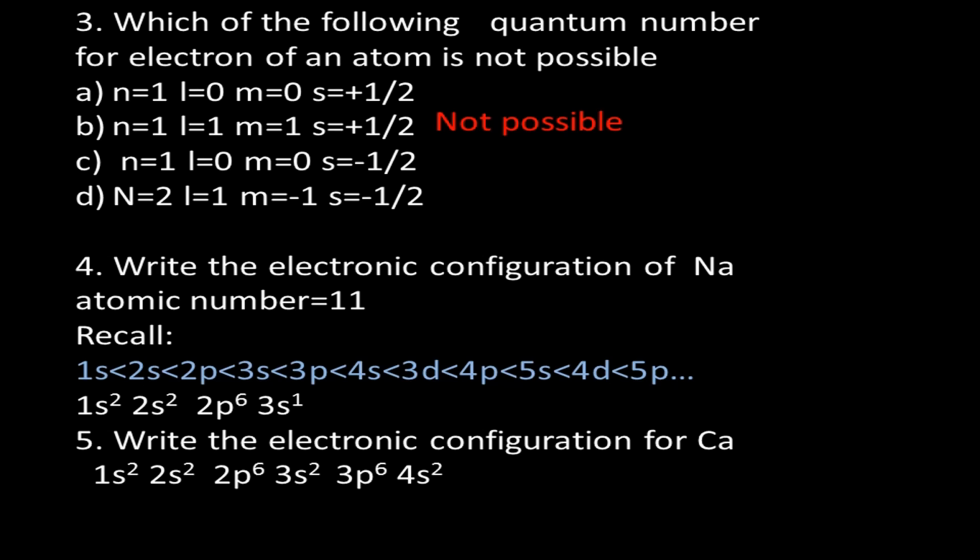This is 2, 4, 10, 12, 18, and 20. The valence electron here is the outer electron, which is 2. So the valence electrons for calcium is 2, and these are the valence electrons that are used for bonding.